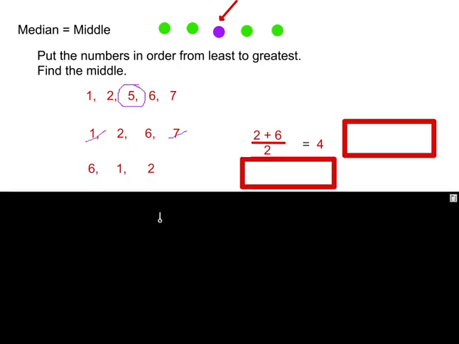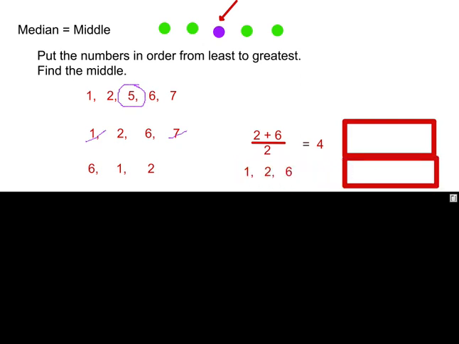Finally, sometimes the numbers are not in order. So the first thing you need to do is put them in order. The median is not 1. In this case, the median is 2, because if we put them in order, 2 is right in the middle.